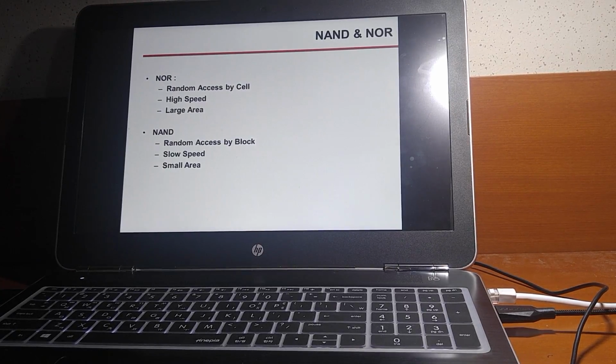And there is a difference between NAND and NOR. NOR is random access by cell and it has high speed and large area. But for the NAND structure, it is random access by block and it is slow speed and small area. But even though it has such disadvantages, we use NAND because we can use more. It is very small.